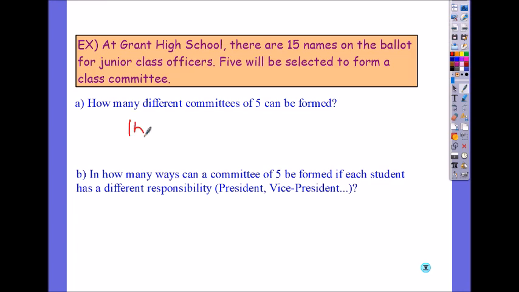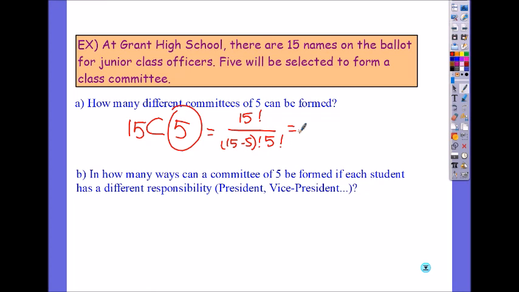It is 15 choosing 5, which is 15 factorial divided by 15 minus 5 factorial, divided by what? 5 factorial again. No, this number. It was 2 from the previous question. That's why we did 2 factorial. This one we're choosing 5, so you have to divide by 5 factorial.